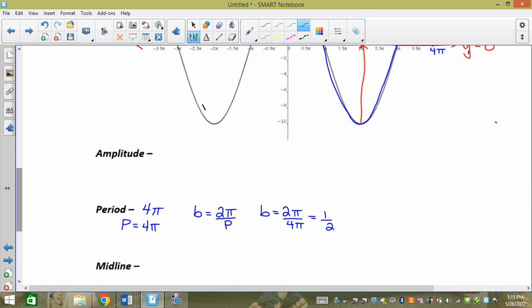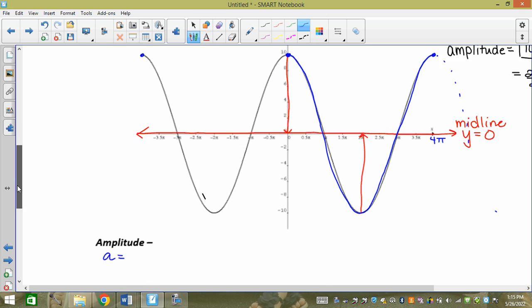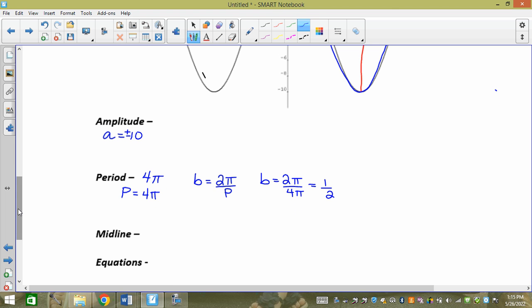So let's look here. I have A equals, I don't remember, what was it, 10? Actually, sorry, A is plus or minus 10, because it could be positive or negative, correct? Amplitude can't be, but my A value can be. My midline was at 0, so D equals 0. So now I have the A, I have the B, I have the D. We agree? Okay, let's go find more B's.